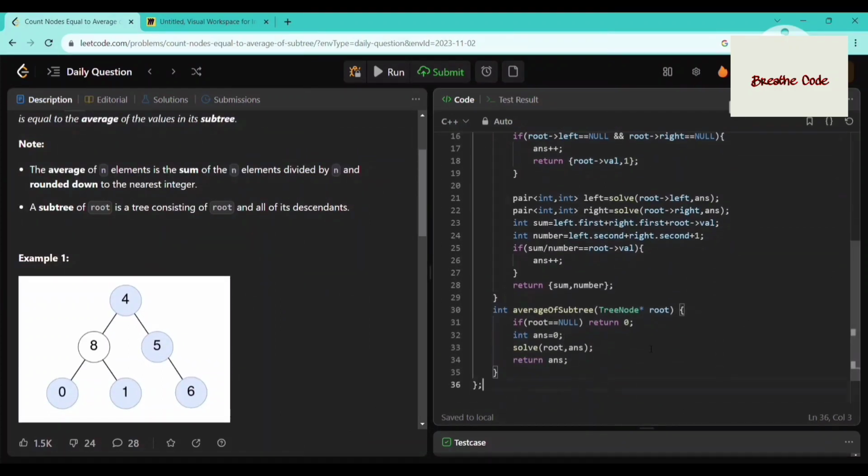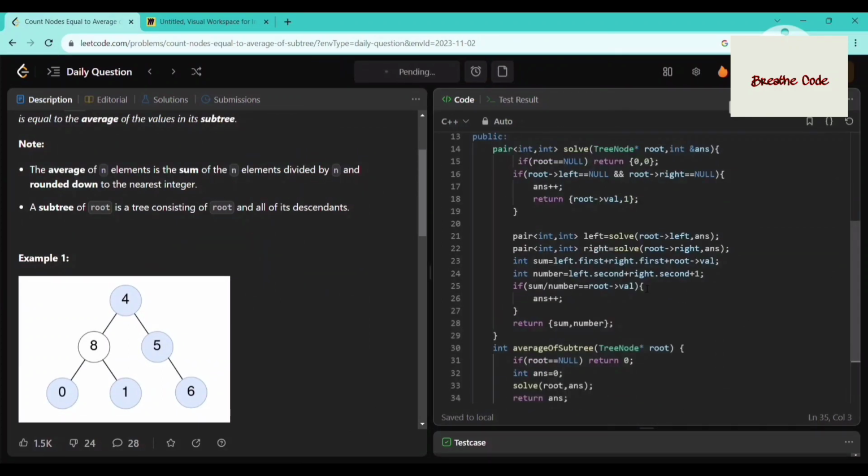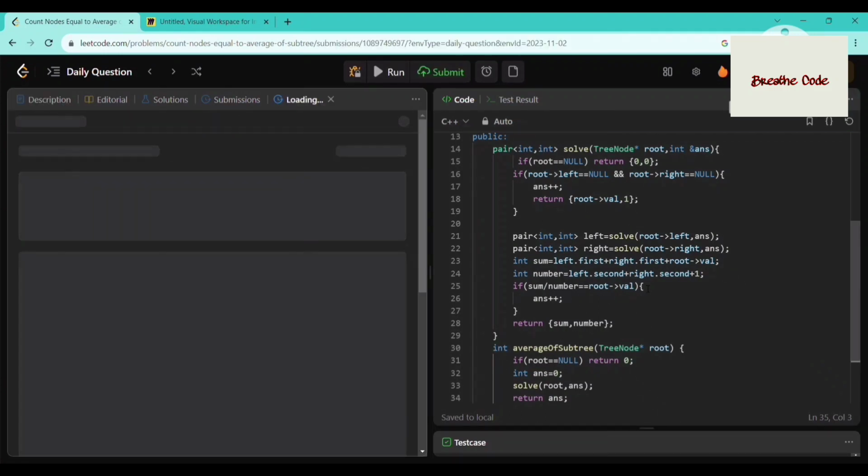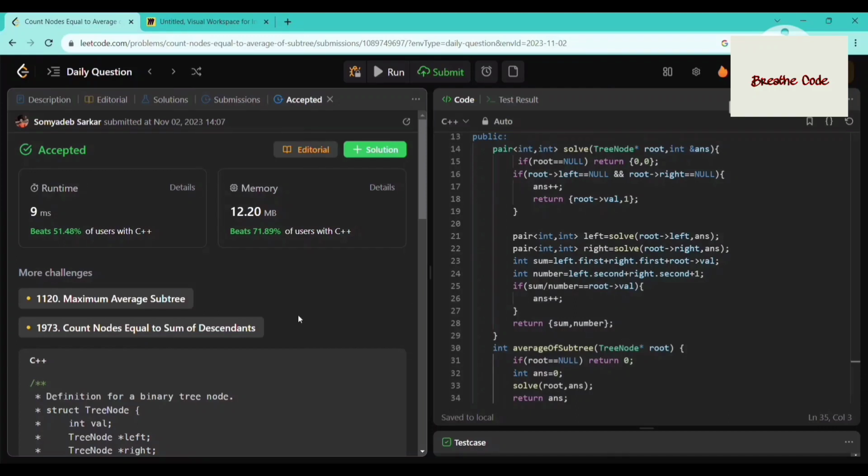Okay, I'll show you the code. So this is the code for that approach that I just discussed, and I'll just submit this. It's giving us the correct answer.